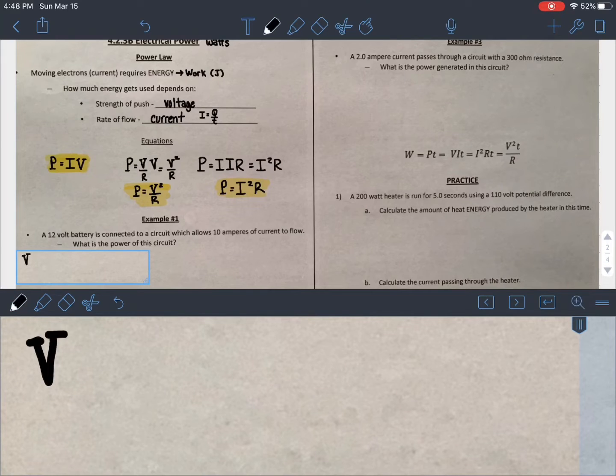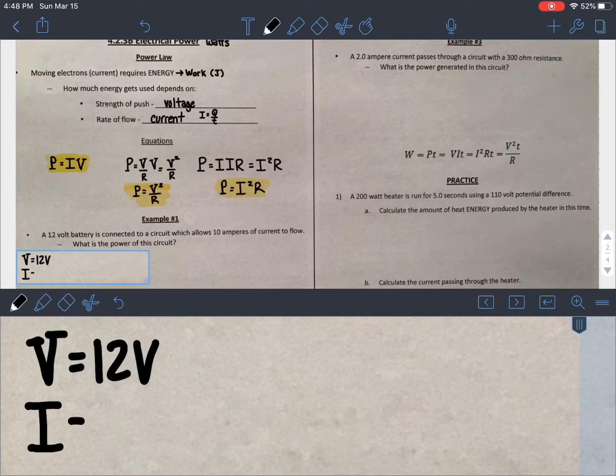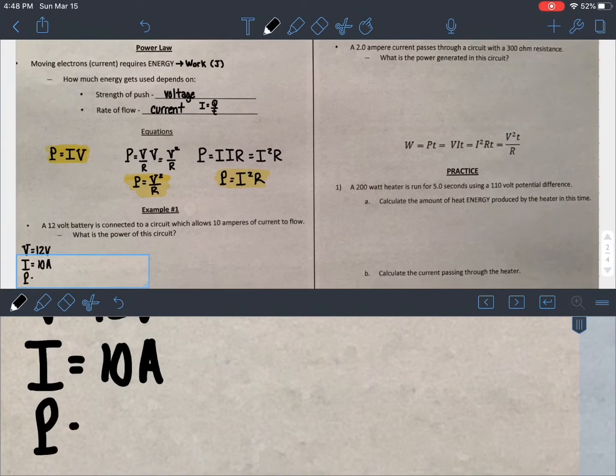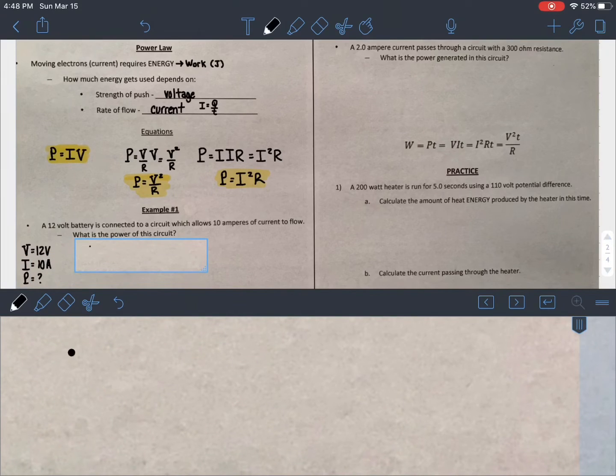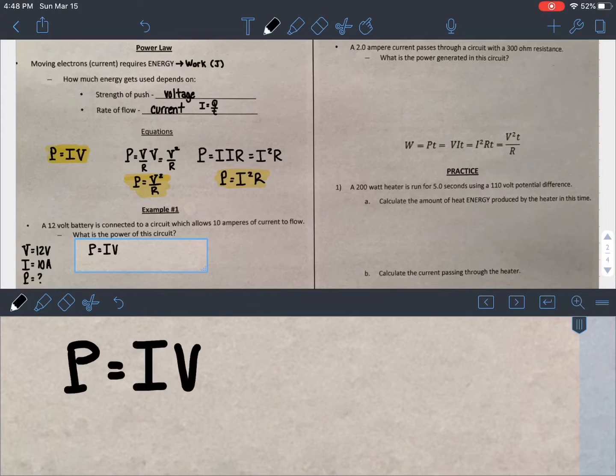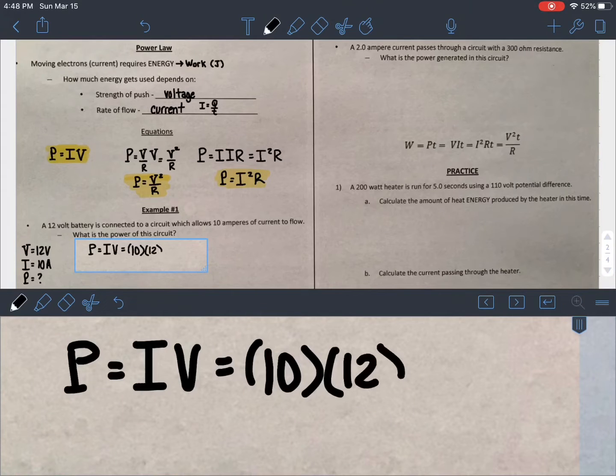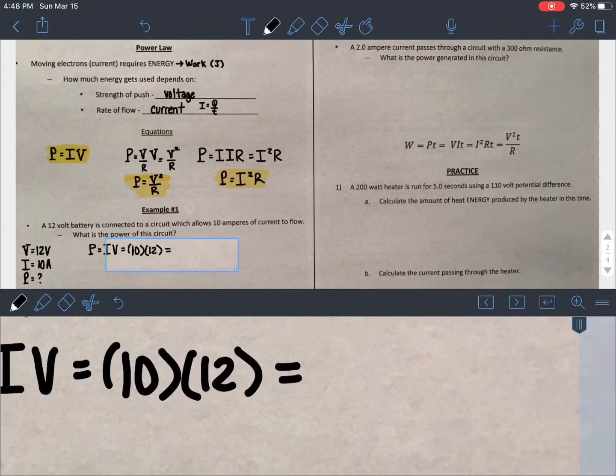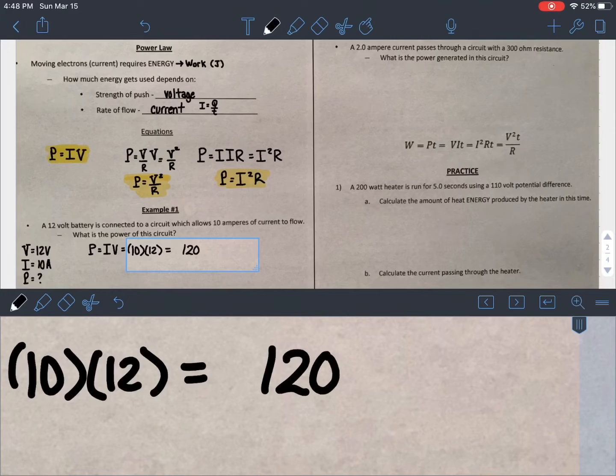Example 1. A 12-volt battery is connected to a circuit which allows 10 amperes of current to flow. What is the power of this circuit? You find your numbers, you're writing down your variables that you have. This is our basic one, just confirming that we can put the numbers in correctly to solve for power. 10 times 12. This is going to be 120, and power is in watts. We'll say W for watts.